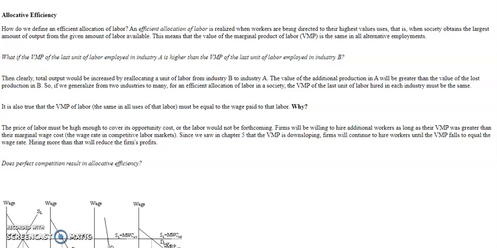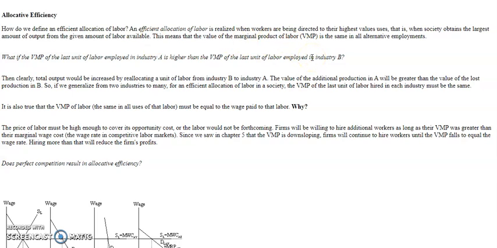Today we discuss allocative efficiency in a perfectly competitive labor market. How do we define an efficient allocation of labor? An efficient allocation of labor is realized when workers are being directed to their highest value uses. That is, when society obtains the largest amount of output from the given amount of labor available.